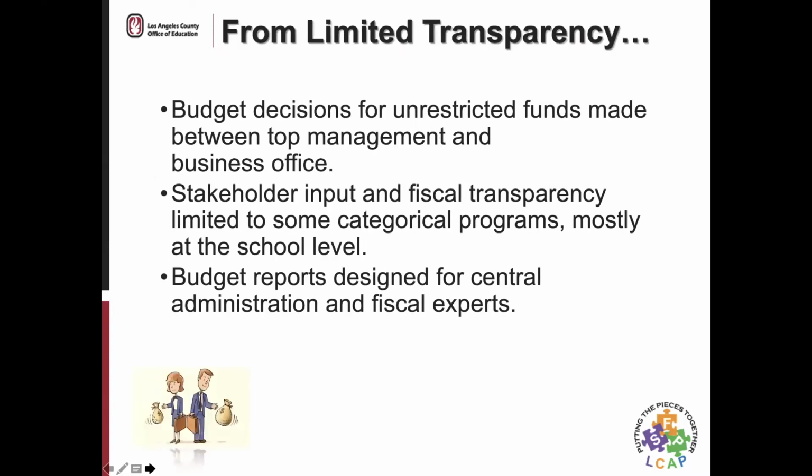All right, so we've gone from limited transparency under categorical programs. There was always transparency there, but under the prior system of categoricals, decisions for unrestricted funds were still made at the district level, usually by a small group of people in management. Budget information and stakeholder input on budgets was primarily limited to categorical programs, and that was mostly at the school level. So Title I, economic impact aid, you had to have a school plan, you have school site councils, and that transparency was there, but it was limited to those programs.